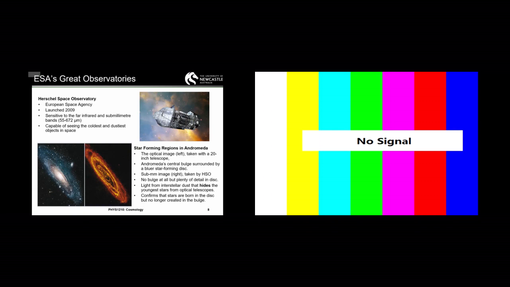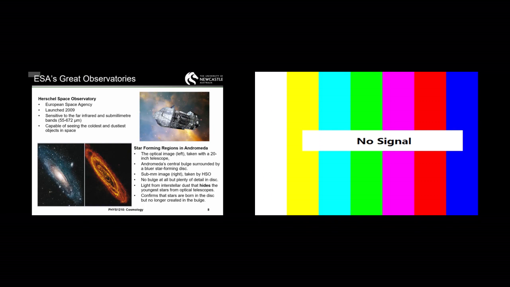So Herschel is particularly looking at the far infrared part of the spectrum, and that allows us to see things that are cool and dusty, as opposed to the X-ray missions, which show us the things that are really, really hot. And so, for example, that allows us to compare how we see a particular galaxy, in this case Andromeda, in visible light compared to what it looks like in microwaves.